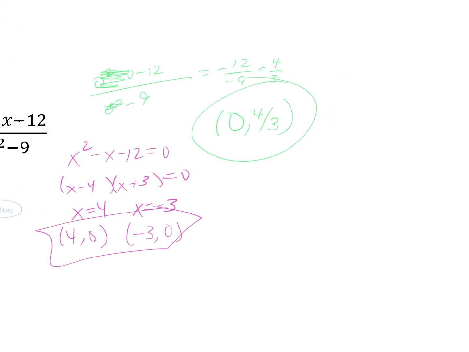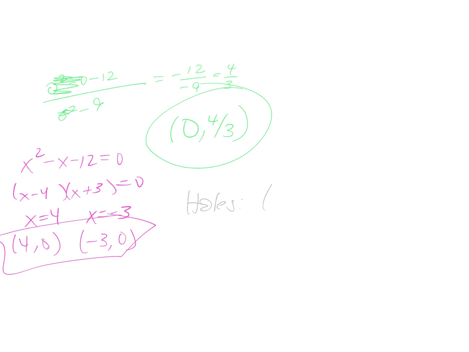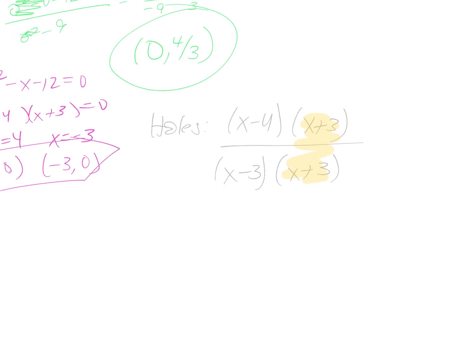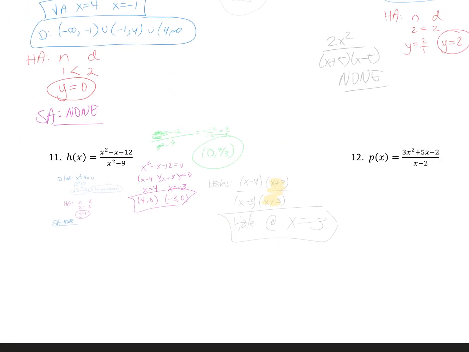And lastly, on this one, we're going to look for holes. Factor numerator, denominator. We've already factored the numerator, x minus 4, x plus 3. We've already factored the denominator, x minus 3, x plus 3. Do I have anything in the numerator and the denominator that are exactly the same? Yes. So that means you do have a hole. So you would say, okay, there's a hole at x equals what? -3. You set that equal to 0 and solve. Good.